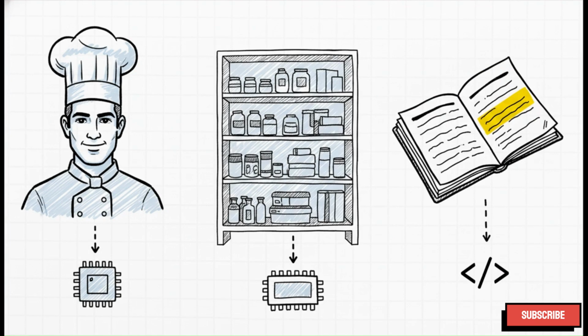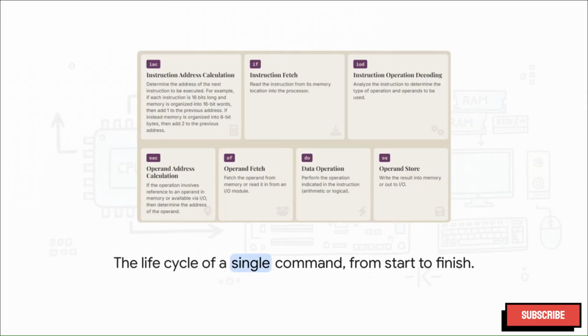Think of your processor, the CPU, as a master chef. The computer's memory? That's the pantry. And it's stocked with all the ingredients, the data, and the recipe book itself, the program instructions. So a single instruction is just one line in that recipe. Now, everything you do on a computer, and I mean everything, gets broken down into millions of these little commands, and each one goes through this whole life cycle.